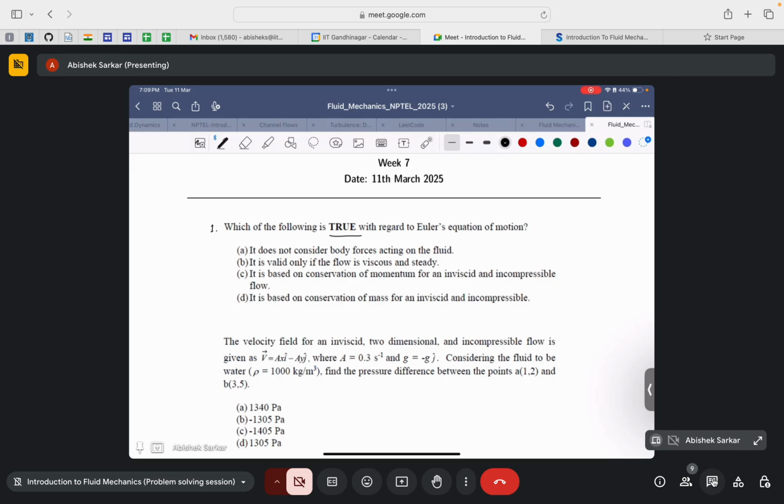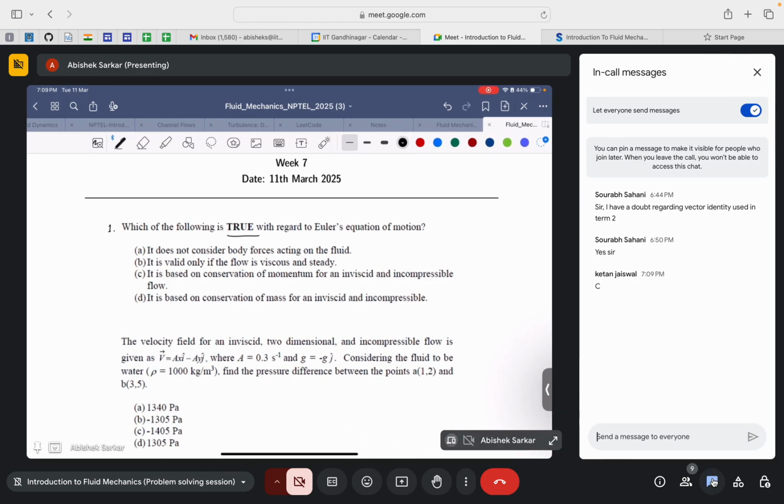Very simple. Okay, Ketan says it's C. Others, can you give your opinions? Today's session will be quite involved, so I would request that students try to reply a bit fast, especially when we are dealing with this. Okay.